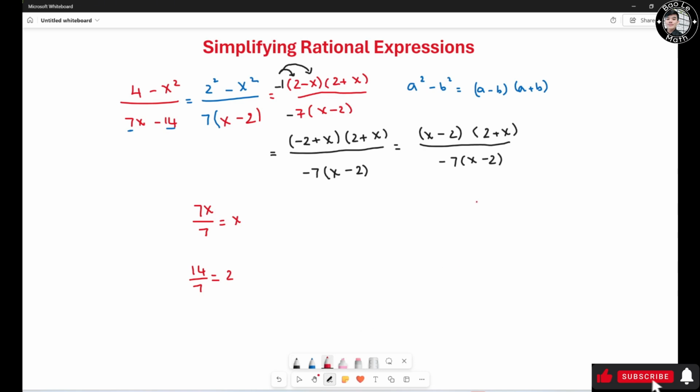Now we have the common factor, which is s minus 2 right here, so we can cancel them out. So this guy is gone. So in the numerator I only have 2 plus s. The bottom should be -7, right? So I can put the negative sign in front of the fraction. So the answer is negative 2 plus s over 7. This is my final answer.